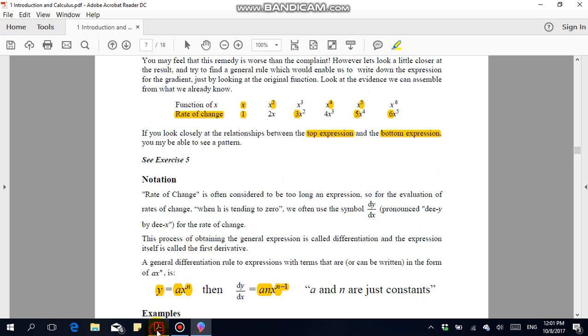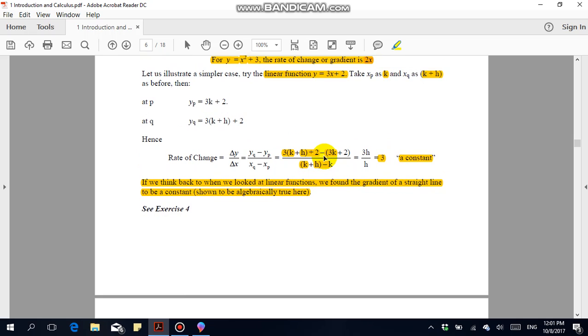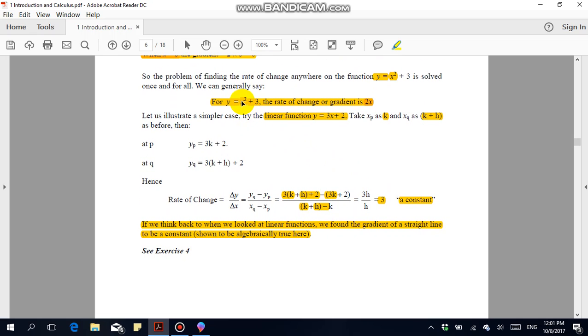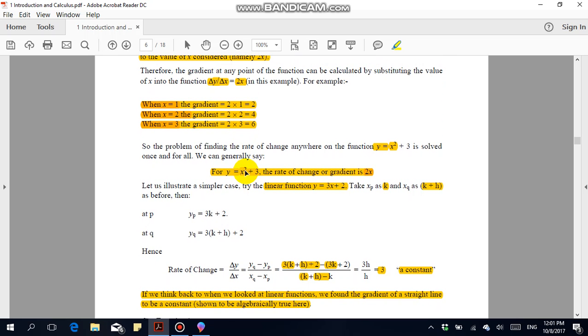And all this exercise that he had done before was just to explain to you how he arrived at differentiation. So when he was trying to say that y is equal to x squared plus 3, you will see that the rate of change which you calculated yourself was 2x. So for y is equal to x squared plus 3, you found out that the rate of change, the differentiation, was equal to 2x. So it's the same thing. He took the value of 2 over here, multiplied it by 2, and subtracted 1 from the power.